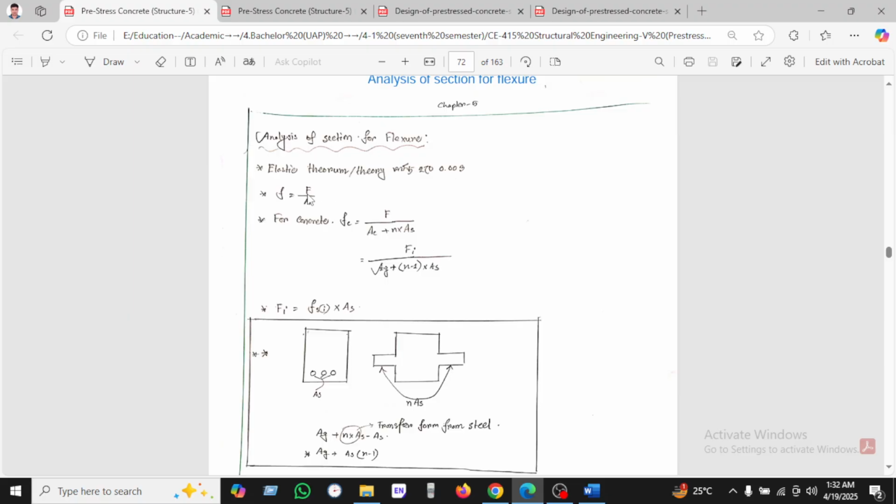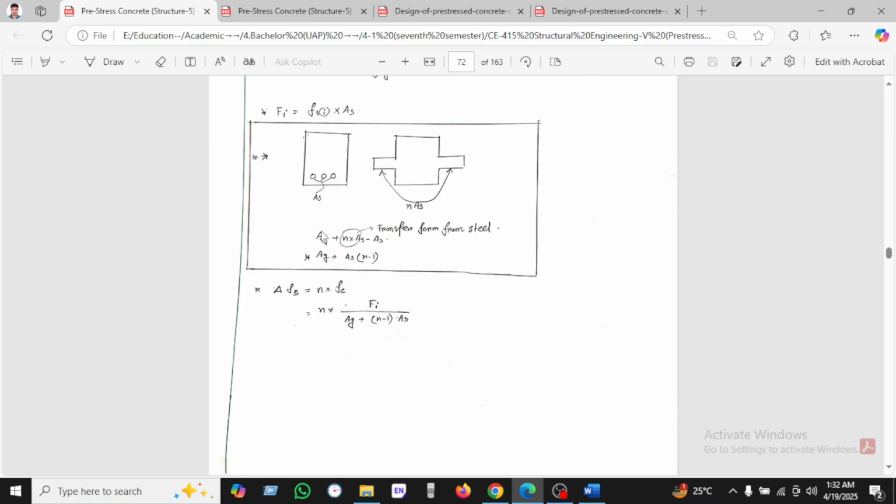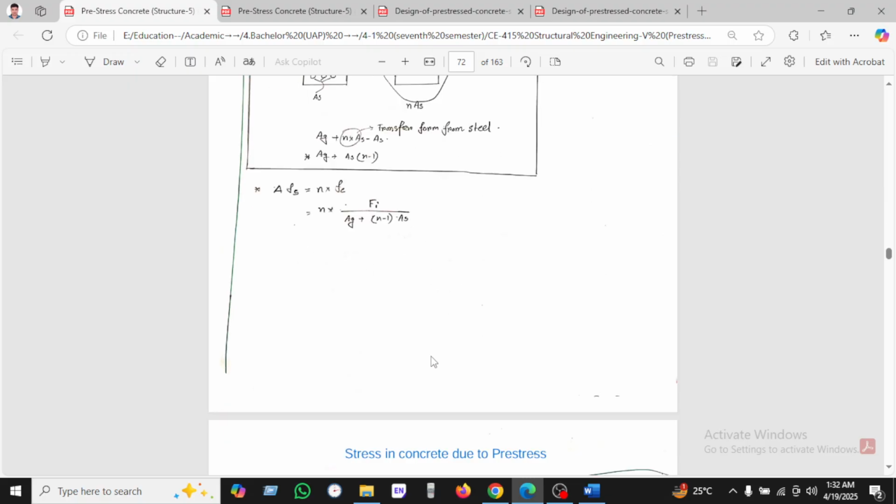In analysis of section of flexure, you can see elastic theory up to 0.003, stress equals force per area. For concrete, F equals area of concrete plus n times area of steel. So F initial equals gross area into n minus 1 into As. As we know this is the steel, so I will convert: the steel will be n into As equal to concrete. So Ag equals n into As, transformed section from the steel minus As. Taking As common, Ag equals As times n minus 1. In this way we can put in this value.